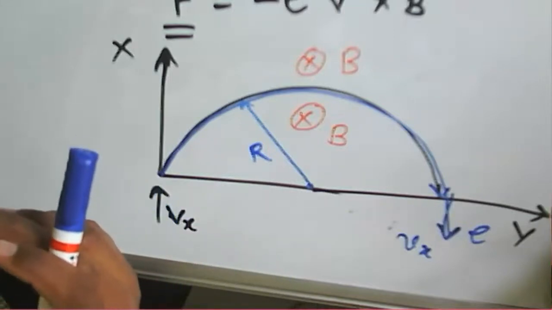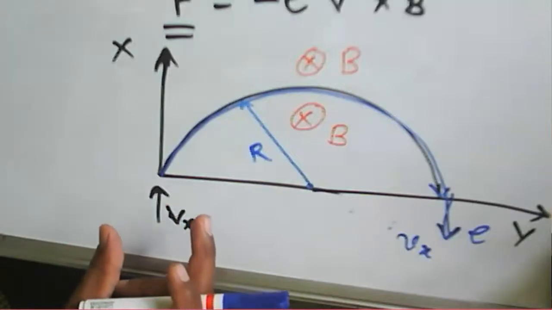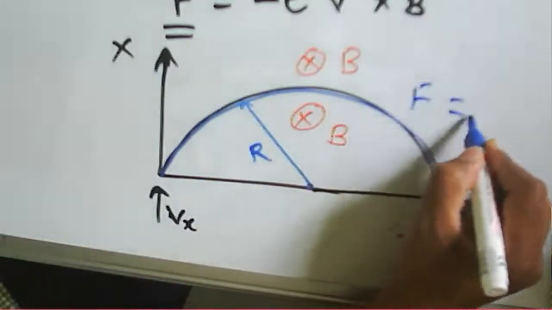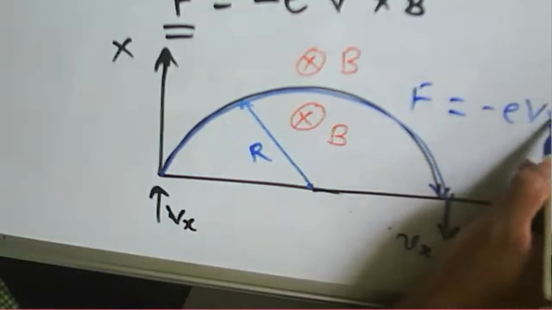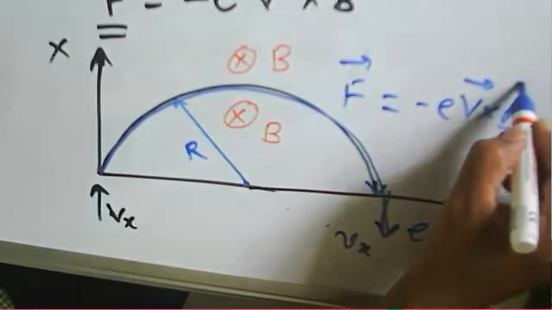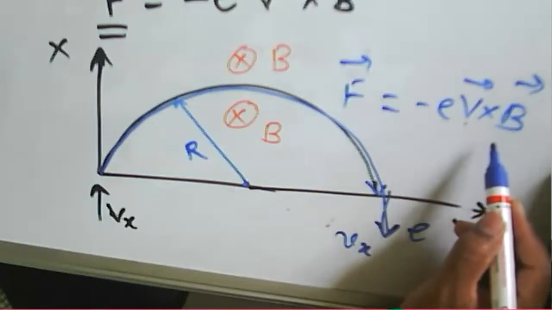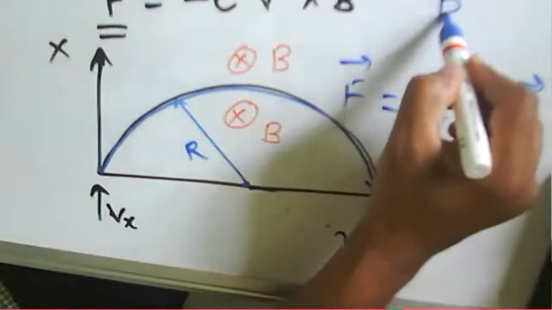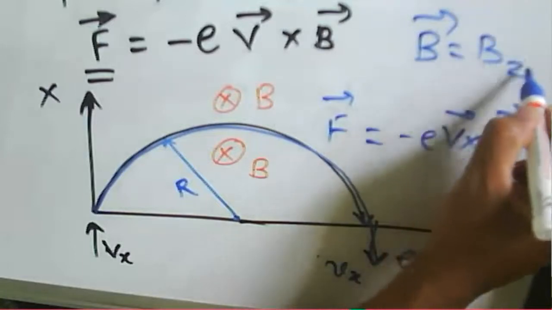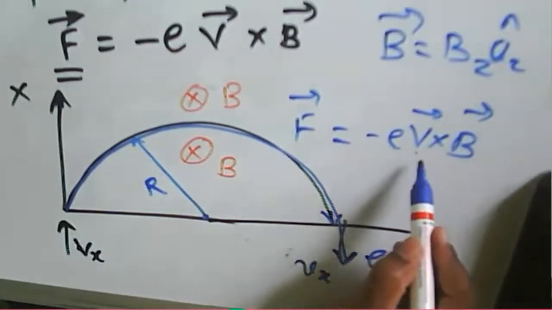So now what we can say is that the magnetic force, when the electron just enters a magnetic field, becomes F is equal to what? We can say minus e V cross B. So this one we can consider right now. Suppose V is in the X direction, and B we consider to be in the Z direction. You can write B as Bz, unit vector Az. And V is in the X direction.